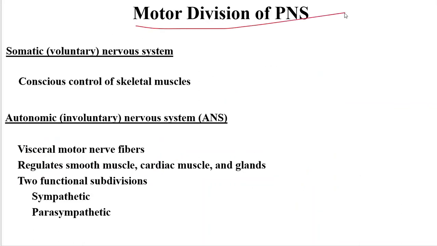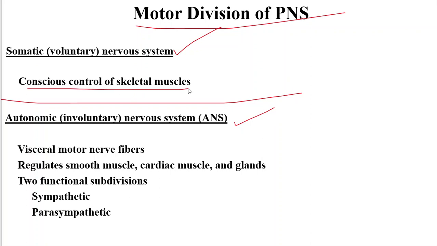Okay, the motor division of the PNS, again, we've got two divisions. We've got the somatic and we've got the autonomic. Somatic, these are the guys that control your skeletal muscles. These are voluntary. The autonomic is the involuntary nervous system. Think of autonomic as being almost like automatic. It's not something you consciously control.